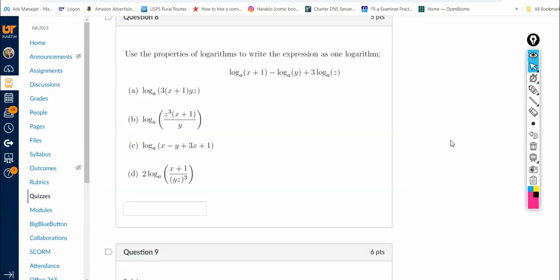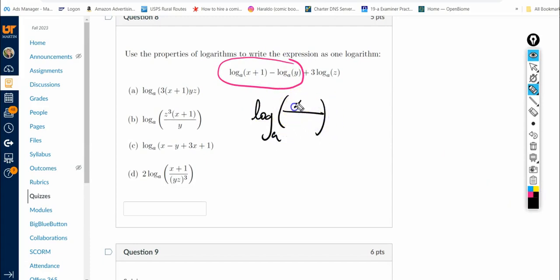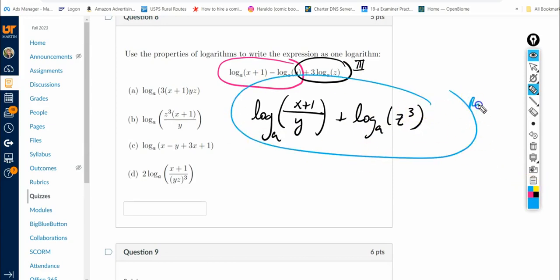Okay. Write that as one logarithm. Okay. I can put these together using rule 2, and that will become a logarithm of a quotient. And then I'll write this one. I need to use rule 3 first to get that 3 out of the front. And now I can put these together using rule 1, the product rule.